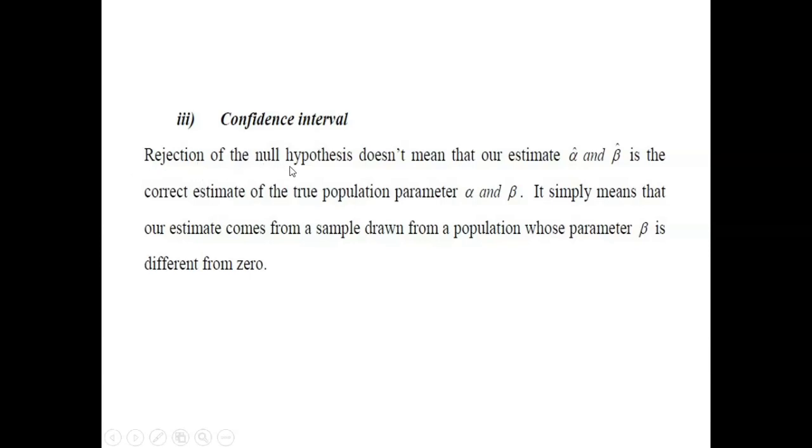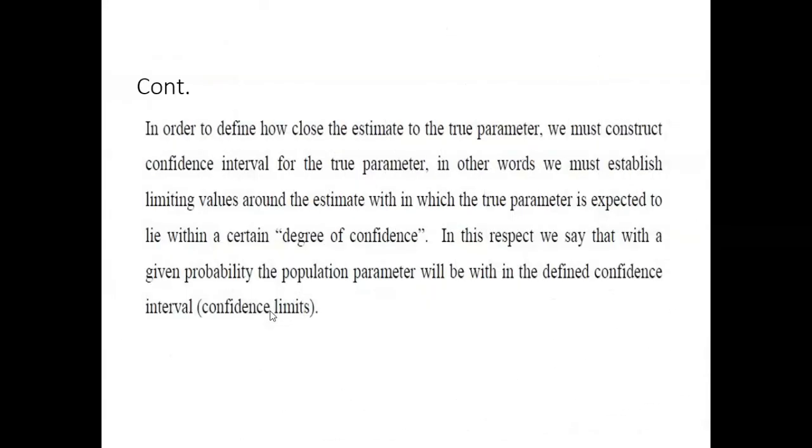So the rejection of the null hypothesis doesn't mean that our estimate alpha and beta is the correct estimate of the true population parameter alpha and beta. It simply means that our estimate comes from a sample drawn from a population whose parameter beta is different from 0. So in order to define how close the estimate is to the true parameter, we must construct a confidence interval for the true parameter. In other words, we must establish limiting values around the estimate within which the true parameter is expected to lie with a certain degree of confidence. So in this respect, we say that the given probability of the population parameter would be within the defined confidence interval.